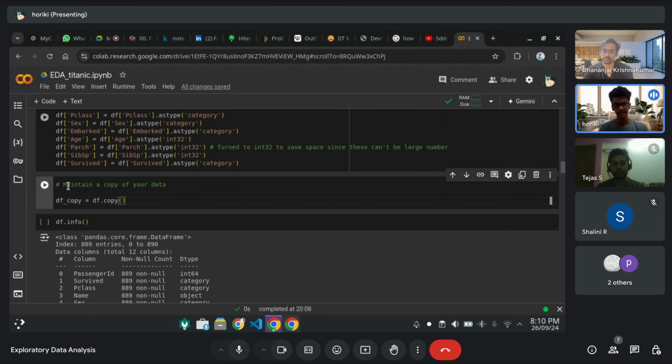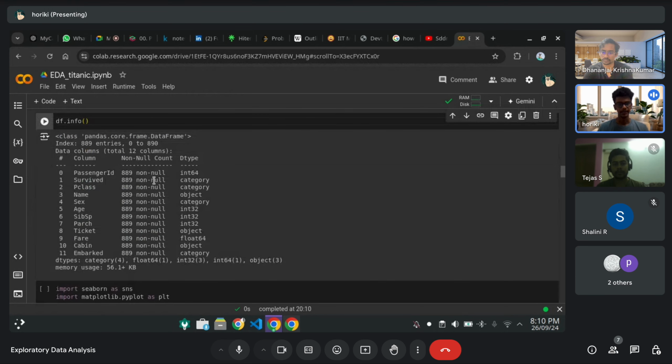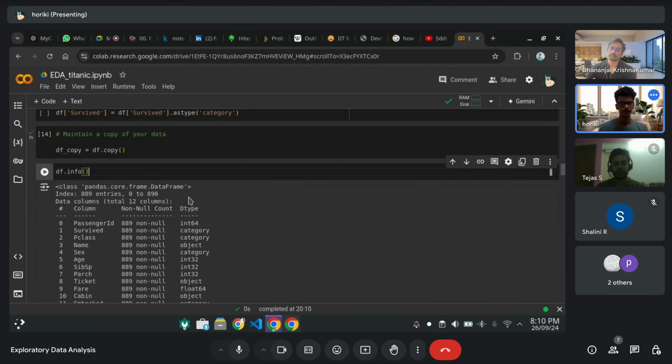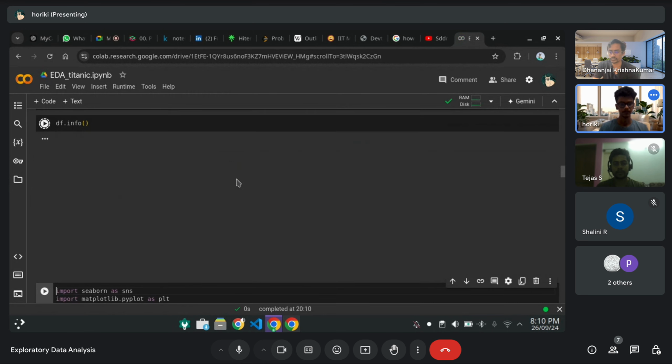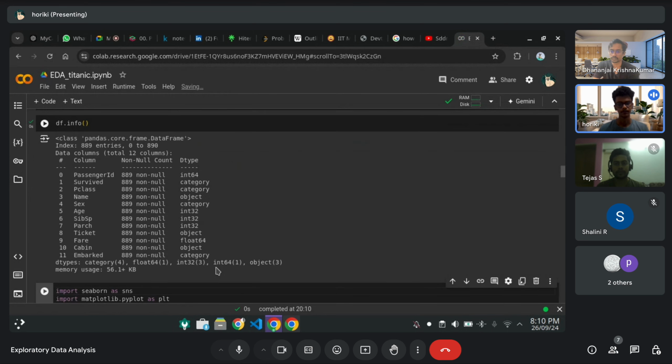And for good measure, we just make a copy of the data. Now we check it again to see all the data types. As you can see, we've changed the data types of age, sibling, spouse, parent, child to 32, and we've changed all of the others into categories from objects except for name.